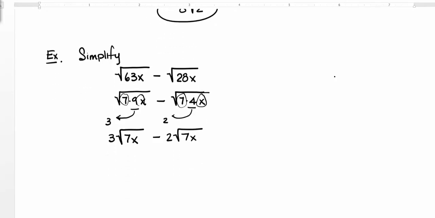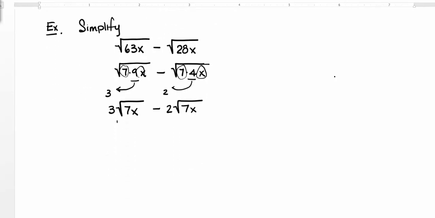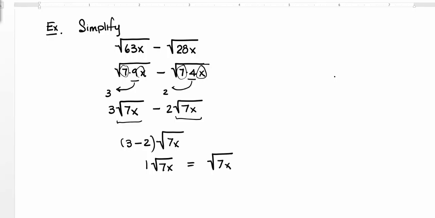And here I can combine them, again, because the radical parts are the same. Oops, so that should be 7 square root of 7x. And out front I have 3 minus 2, which is just 1 times the square root of 7x, which I can just leave as the square root of 7x.